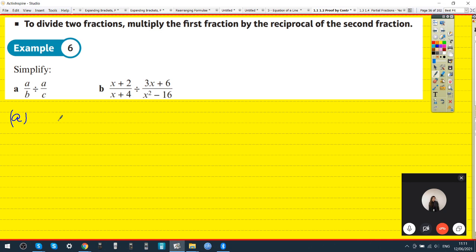Multiply the top. And then you just cancel out if there's, say, one fraction with the same number on the top and another fraction with the same number on the bottom, you can cancel them out. Keep, change, flip. For A, it becomes a over b times c over a.